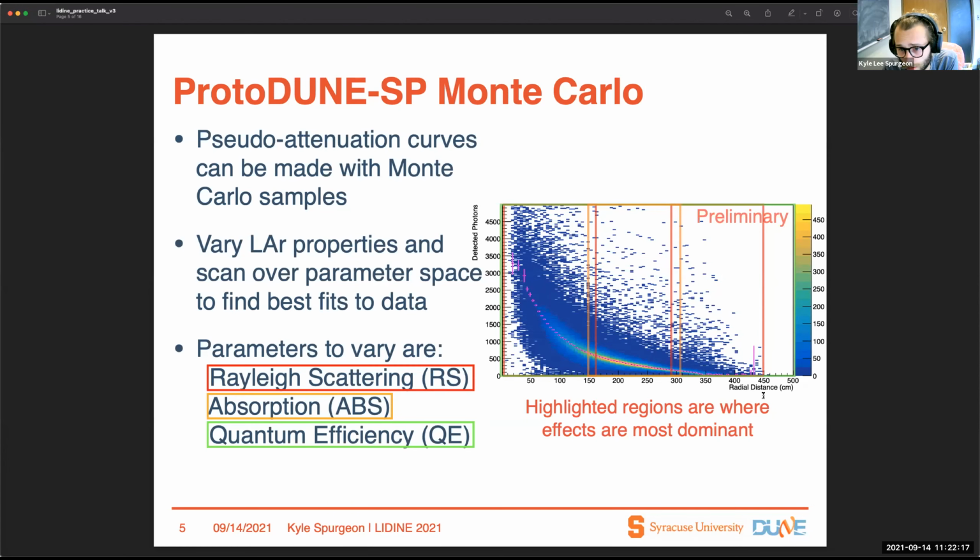Here on the right, I've taken this data curve and highlighted the areas where the changing of these parameters has the most effect. So Rayleigh scattering affects mostly the very close distances and then obviously the very far distances. The absorption plays an effect everywhere, but you see it most noticeably here in the center. And then the quantum efficiency obviously scales the whole readout of these.